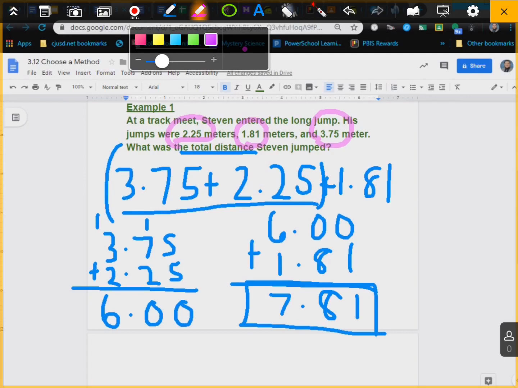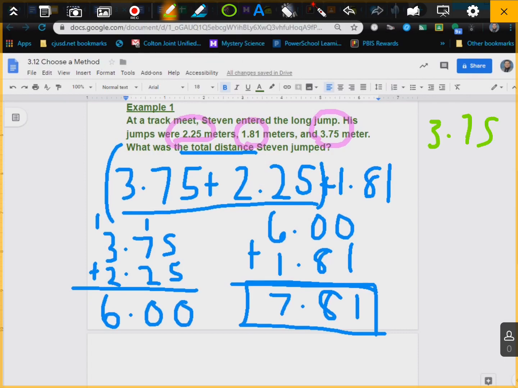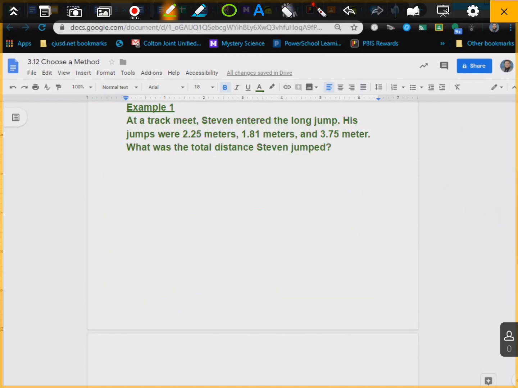Now, you could have lined them all up like this and added them if you wanted to. You could have done that. Okay? There's nothing wrong with this method. But I find using the different properties can also make it a little bit simpler and less room for error. So, it's honestly up to you, but let's go ahead and do example number 2.